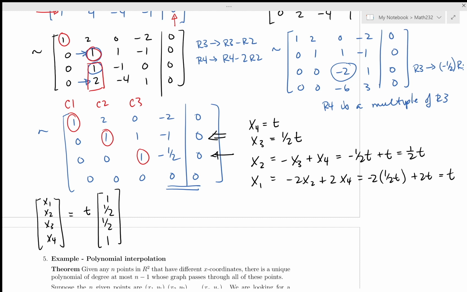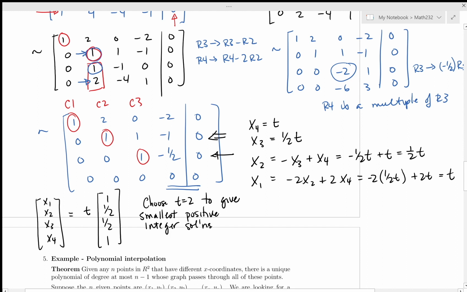So you recall when we had the discussion about this problem, I need to now choose t to give me an integer. And given what I'm doing, I'm going to pick t to give me the smallest integer solution. So I'm going to choose t equals 2 to give the smallest positive integer solutions. Because I've got a parameter, this system has an infinite number of solutions, and I'm going to choose the value t equals 2 to get one of those infinite number of solutions, and it's going to be this one. Okay, that's with t equals 2.